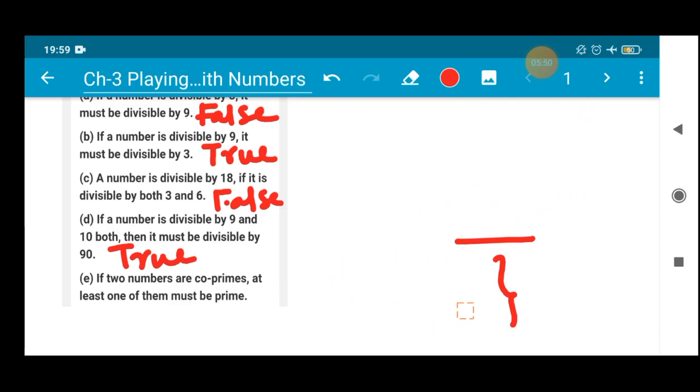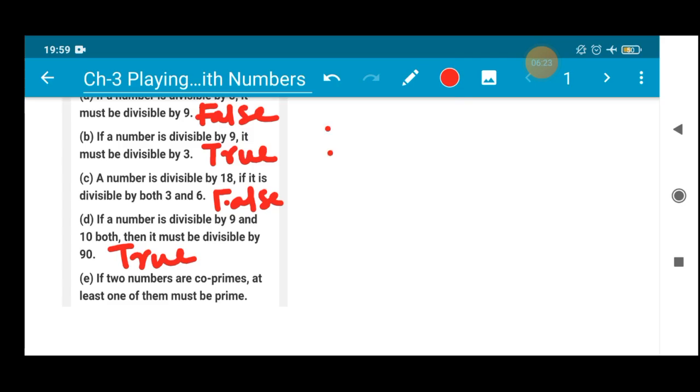So now let's do the next one, which is part E. If two numbers are co-primes, you have understood in our last class we have done the concept of co-prime, in which the common factor is only 1. If two numbers are co-primes, at least one of them must be prime. This statement is wrong. Because whenever we are comparing numbers as co-prime, there should be a pair of numbers.